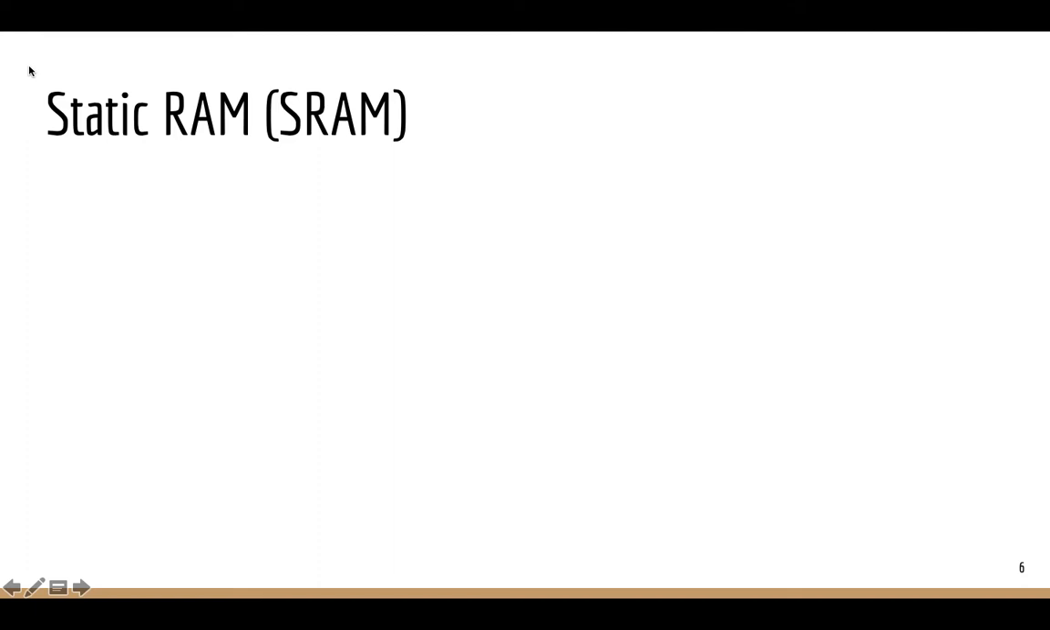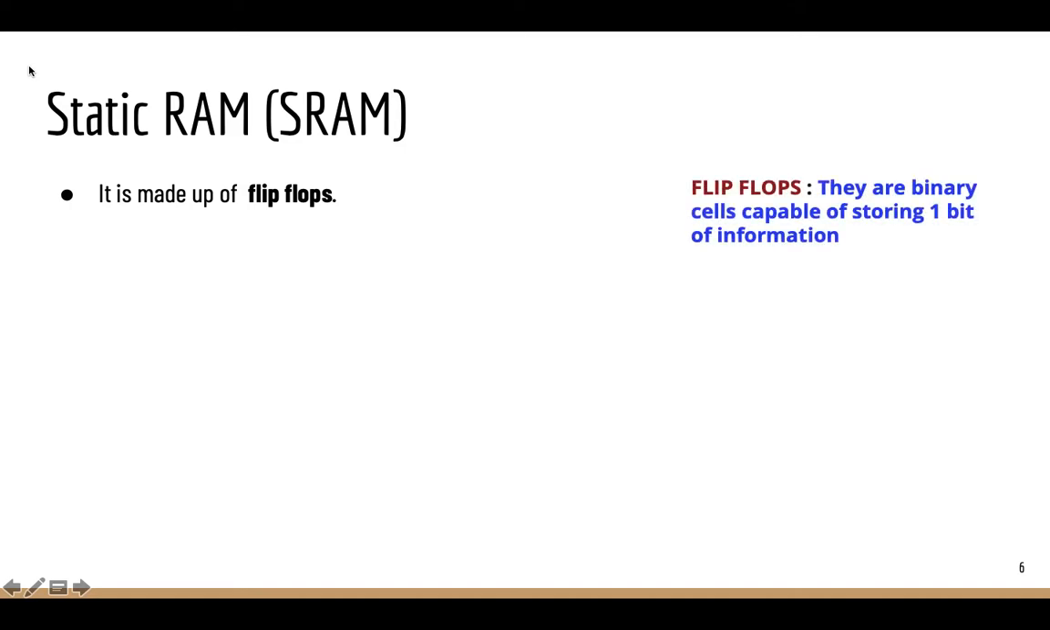Next up is SRAM, that is static RAM. It is made up of flip-flops. What are flip-flops? Flip-flops are binary cells capable of storing 1 bit of information. Flip-flop is a very detailed mechanism. You will get it in your higher classes. For now, you just need to know that static RAM is made up of flip-flops and dynamic RAM is made up of capacitors. It is typically used as cache memory in a computer.